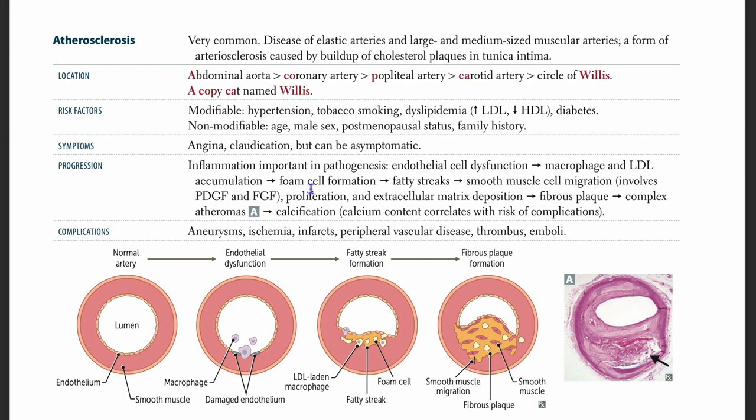You can see the plaque. But if they ask you a question, it's going to be in the tunica intima.